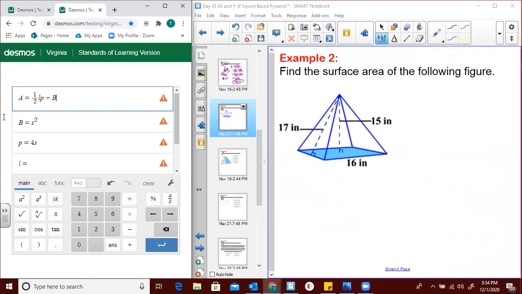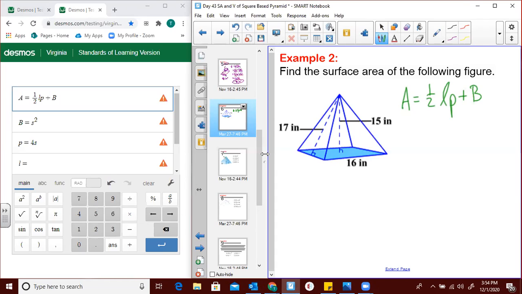Another thing I probably should have pointed out earlier is that if you use big B, you have to continue to use big B because Desmos is in fact caps lock sensitive. It is case sensitive. So make sure you're consistent. So finding the surface area, I know that I'm going to use my surface area formula, which is 1/2 the slant times the perimeter plus big B, the area of the base.